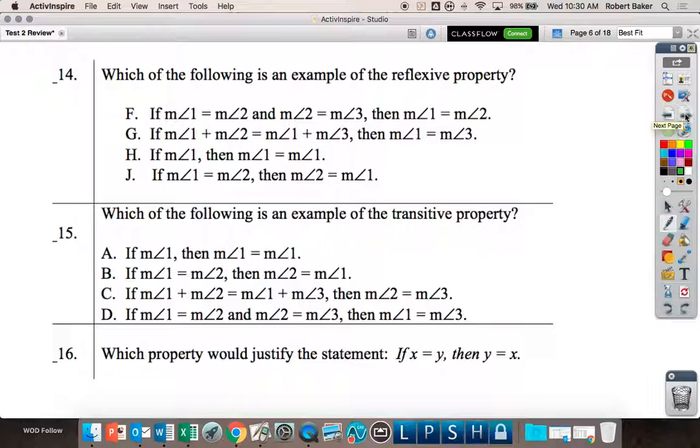Alright, the multiple choice. It says, which of the following is an example of the reflexive property? J. No, that's the symmetric property. H, the reflexive property says that angle 1 looks in the mirror and sees himself. So it's letter H there. Which of the following is the transitive property? B. D. If 1 equals 2 and 2 equals 3, yes. And then which property would say if x equals y, y equals x? The symmetric property.